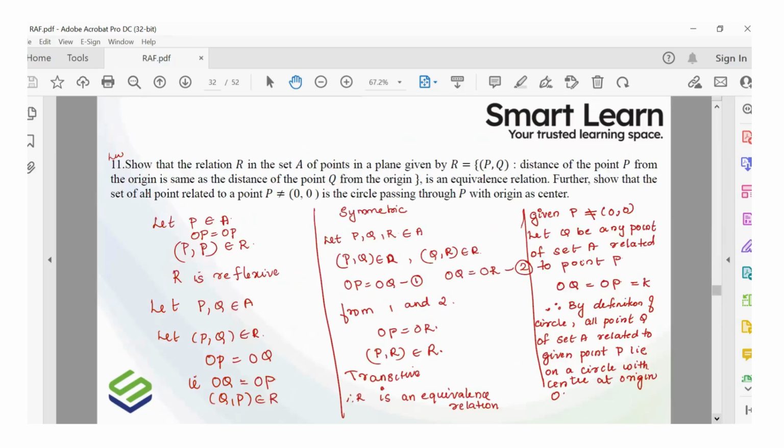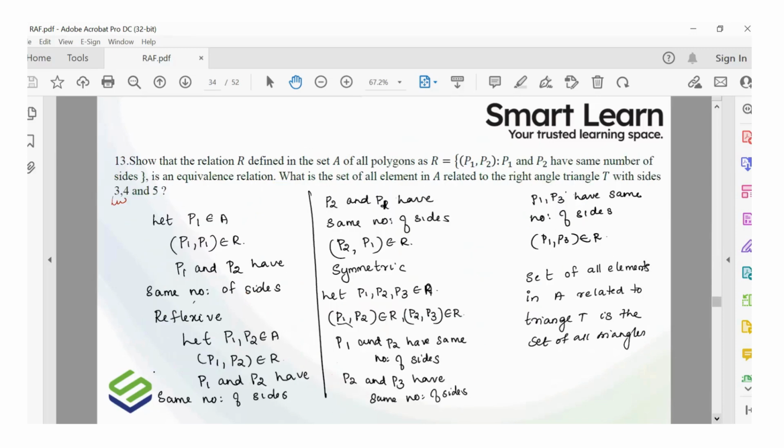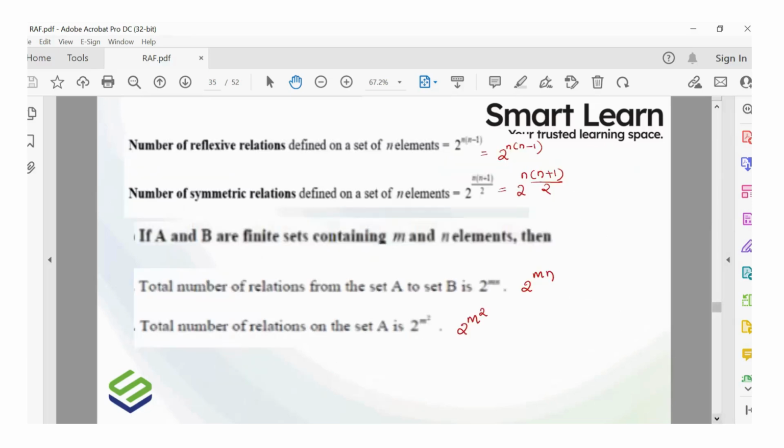Similarly, you can do for these examples. Now, all this we can do with the same process. Here also, all are easy, but here look at the set of all elements in A related to the right angle triangle T with sides 3, 4, 5. Here the condition is the same number of sides. Even if it is a right triangle, we have only three sides. That is the triangle. So it is the set of all triangles.